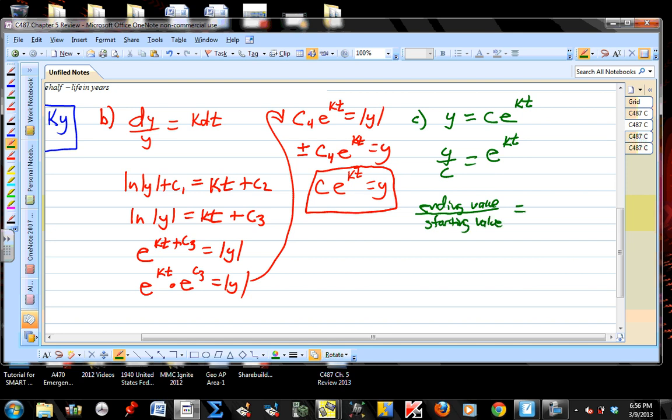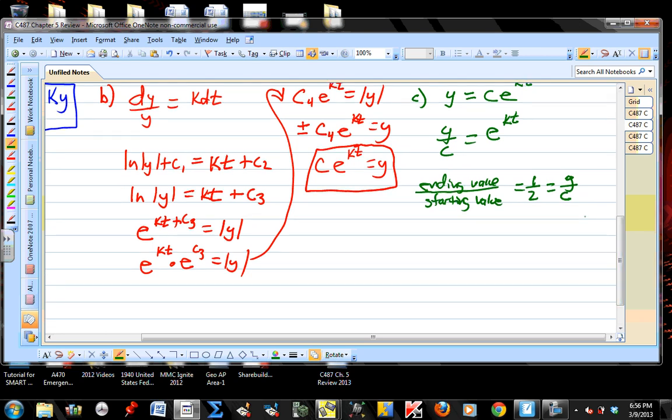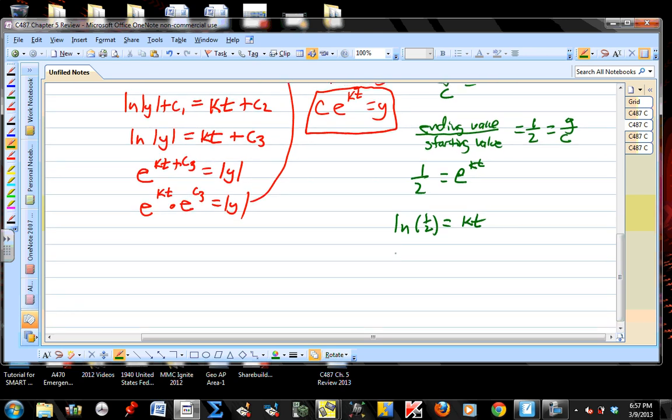Well, if you're talking about half-life problems, the ending value is going to be half of the starting value after the set time. You know, t is the half-life in years. So we can say that y over c is going to equal 1/2 for these half-life problems. So now we can say 1/2 equals e to the k times t power. Now, I want to solve for k. How do you get a variable out of the exponent in an exponential function? Well, we use a logarithm. It's log base e, which we call the natural log. The natural log of 1/2 equals k times t. Now we'll solve for k by dividing by t.